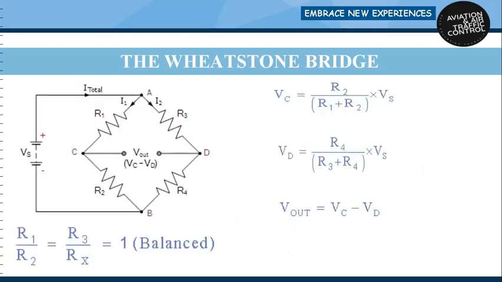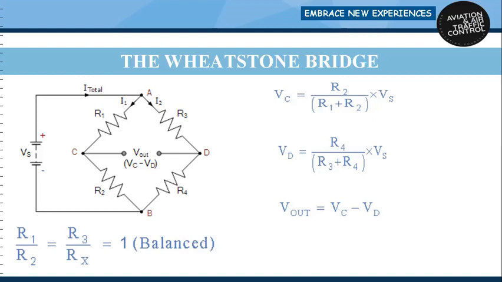The Wheatstone bridge. This bridge is a useful electric wiring circuit constructed of three resistors with known values R1, R2 and R3, and a voltmeter connected between terminals C and D, which is V out, and a fourth resistor, R4, of unknown value, as shown in the figure. When the circuit is wired as shown, the voltage values at C and D vary with the total resistance on each side of the bridge.